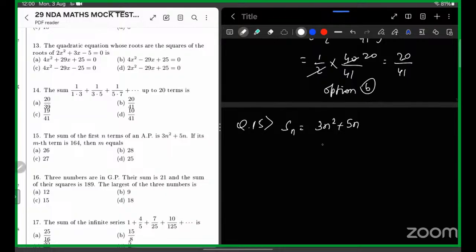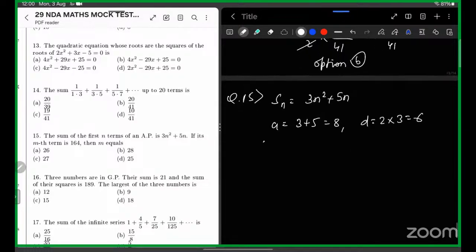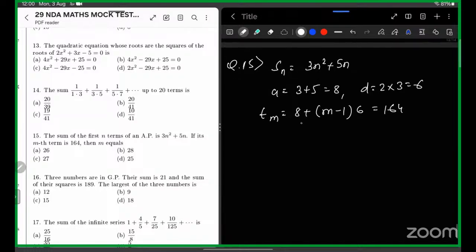No problem. By Sattas, we can say that here the first term is equal to 3 plus 5, that is equal to 8, and its common difference is equal to 2 into 3, that is 6. Fine. Now I can find any of the terms. They are saying that tmth term is equal to a plus (m minus 1) into common difference, that is 8 plus (m minus 1) into 6. This value is equal to 164. Just find out the m value from here.